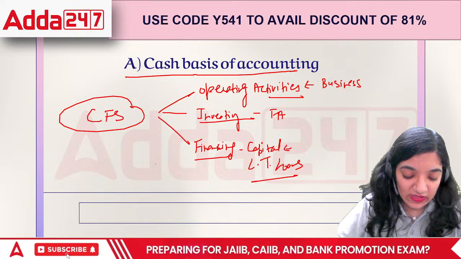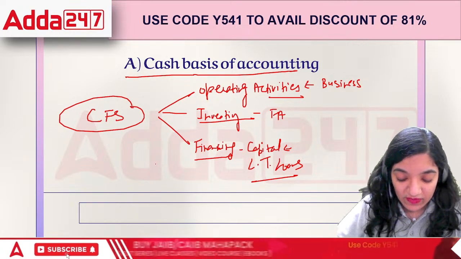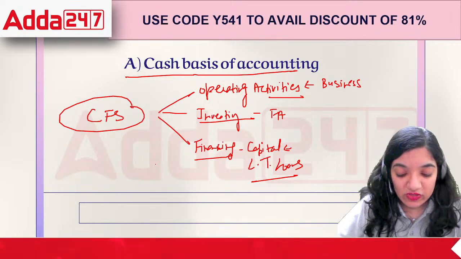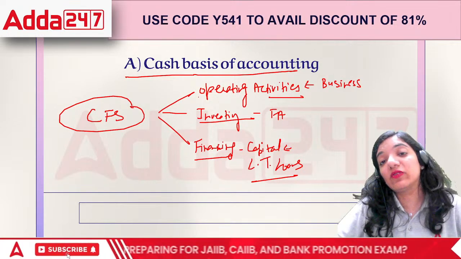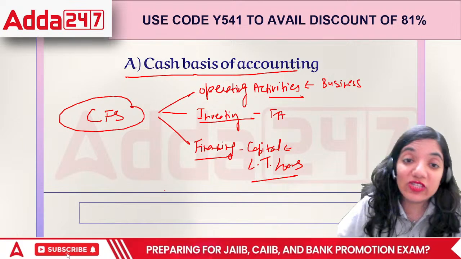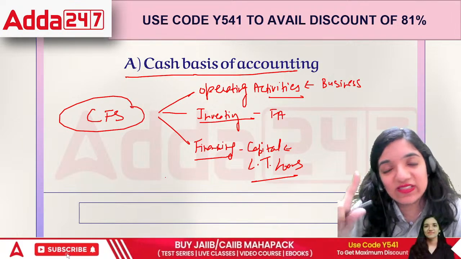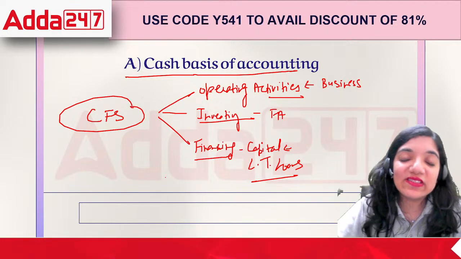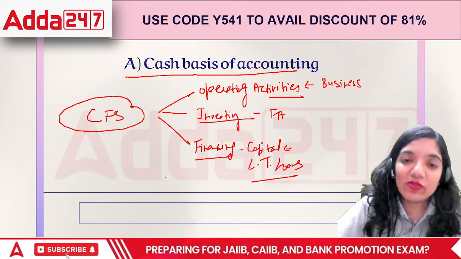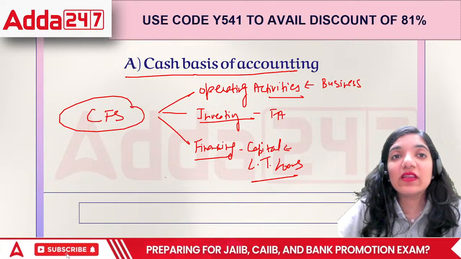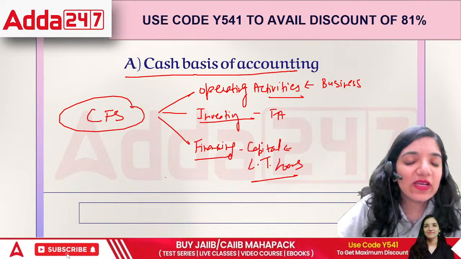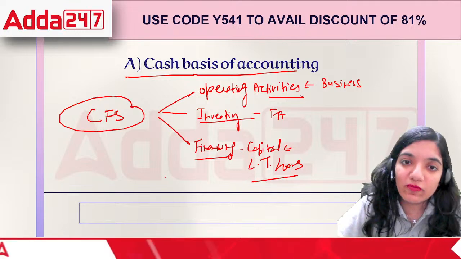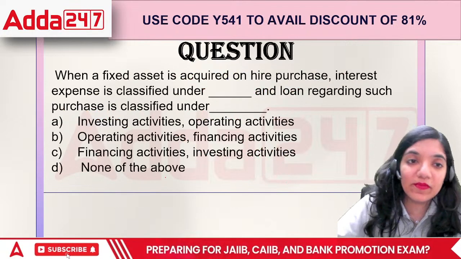So in terms of accounting, whatever we do is based upon the cash basis of accounting with three activities: operating, investing, and financing. Operating is doing the business, investing is investing money into the fixed assets, and financing is when you have any specific capital or any long-term loan on which you are trying to work upon.